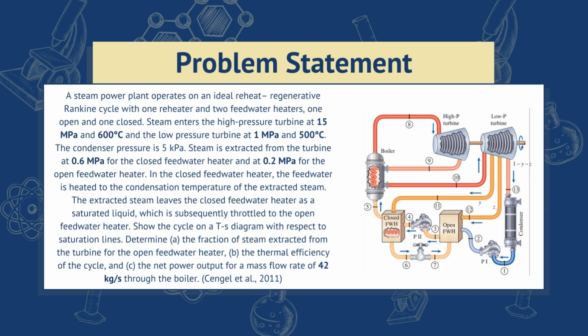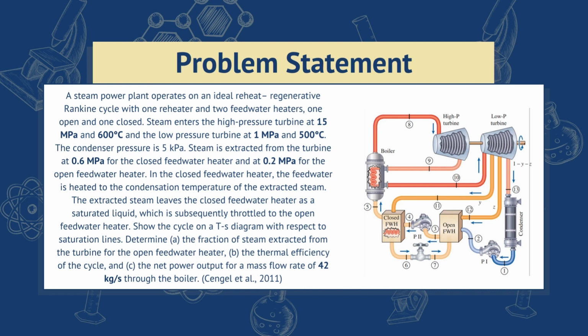Now we have our problem statement from Sengel et al. 2011. A steam power plant operates on an ideal reheat regenerative Rankine cycle with one reheater and two feed water heaters, one open and one closed. Steam enters the high-pressure turbine at 15 megapascals and 600 degrees Celsius, and the low-pressure turbine at 1 megapascal and 500 degrees Celsius. The condenser pressure is 5 kilopascals. Steam is extracted from the turbine at 0.6 megapascals for the closed feed water heater and at 0.2 megapascals for the open feed water heater.